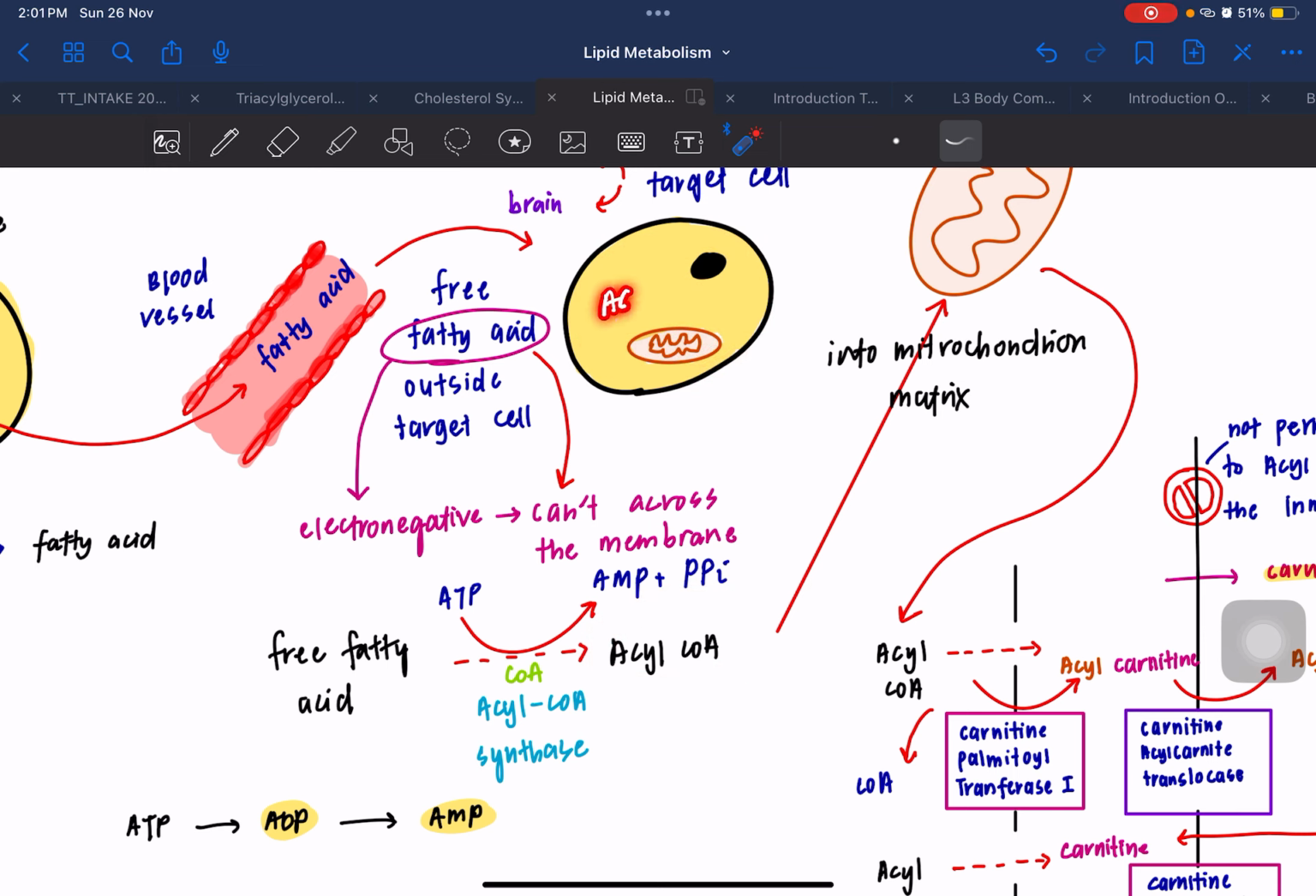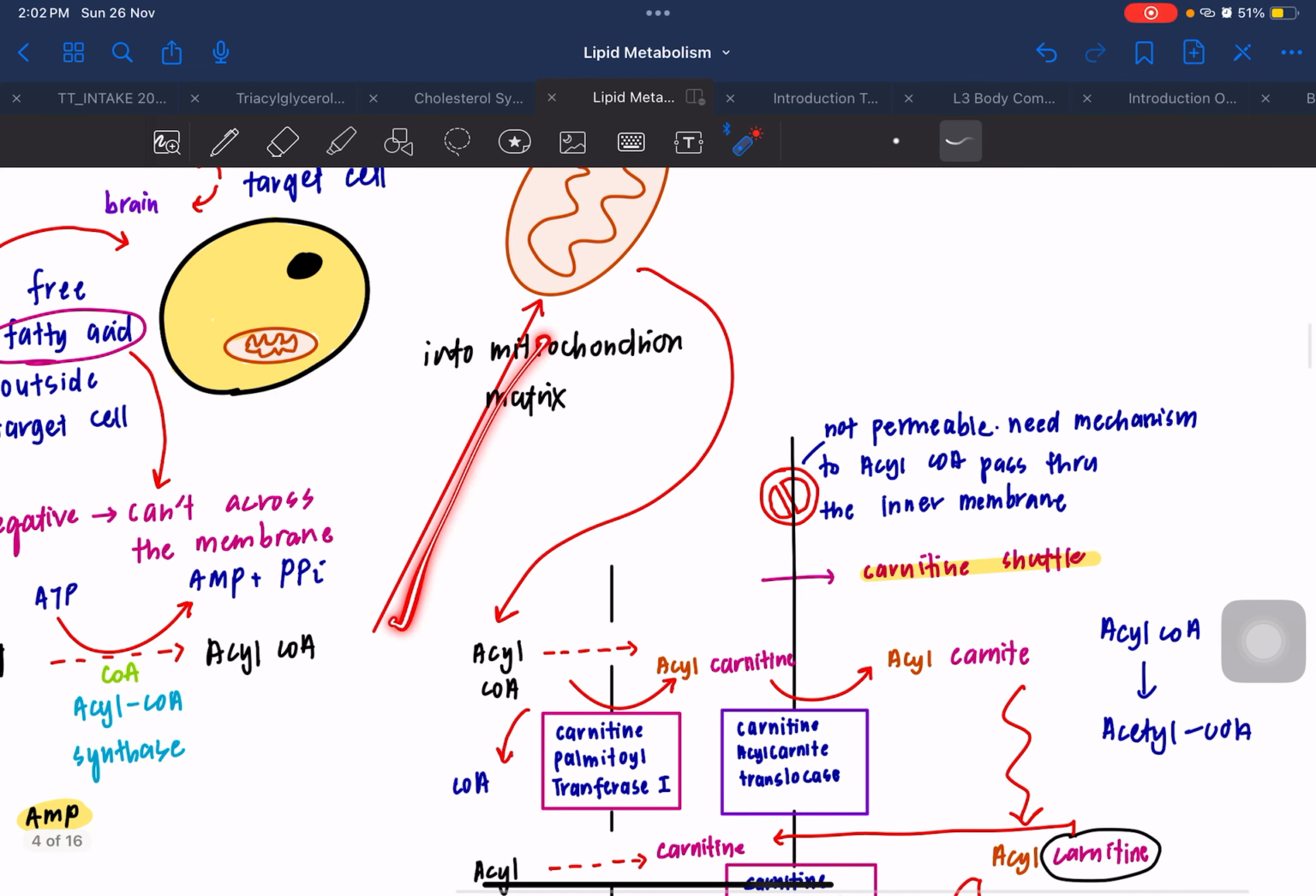Dia masih ada dekat cytosol of the cell. Dia belum masuk ke dalam mitokondria lagi. Untuk dia masuk ke dalam mitokondria, dia ada mechanism. Okay, so acyl CoA yang dekat di sini, yang dekat intermembrane space ni, dia nak masuk into mitochondrion.